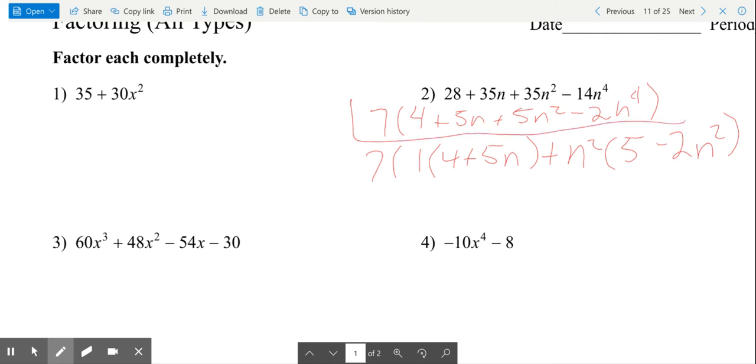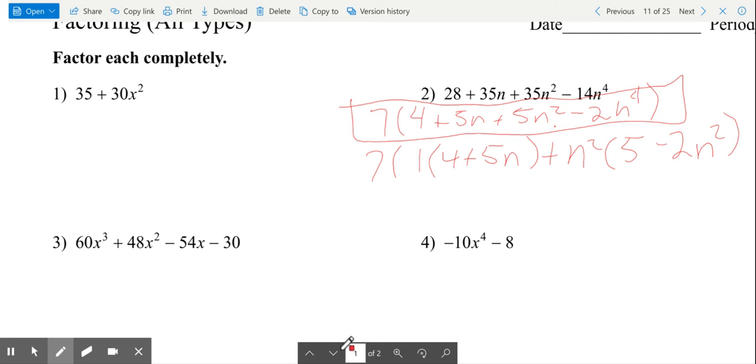This is my final answer. Factor by grouping didn't work. So this is going to be my final answer because factor by grouping is the only factoring technique that I know right now that uses 4 terms. So if I have 4 terms and factor by grouping didn't work, then I can't factor. So this would be my solution to this one.